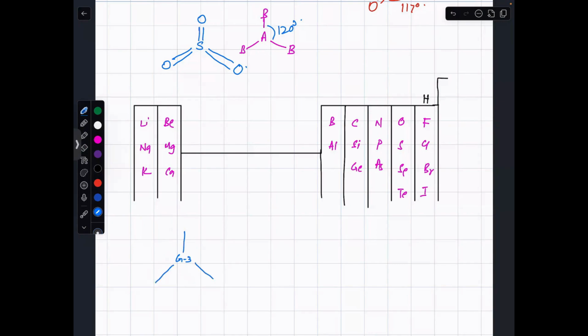There would be 3 group 7. No lone pair. No lone pair. 120. Instead of group 7, there is the possibility of hydrogen too. Agree? Trigonal planar. Like BF3, BCl3, PBr3, BH3, AlF3.